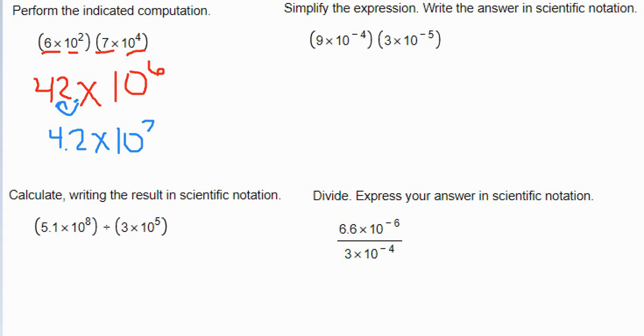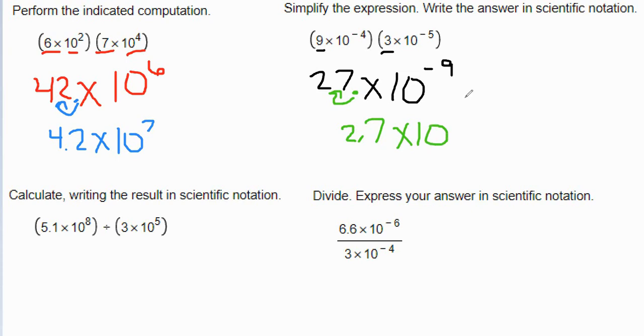The next one's going to be pretty similar. Don't be thrown off by the negative numbers for the exponents. 9 times 3 is 27. And then for the exponents, we're going to have a negative 4 plus a negative 5, which is negative 9. This is not in scientific notation. We need to, in this case, move the decimal over one spot to the left. We add 1 to the exponent. So 2.7 times 10, and negative 9 plus 1 gives us negative 8.